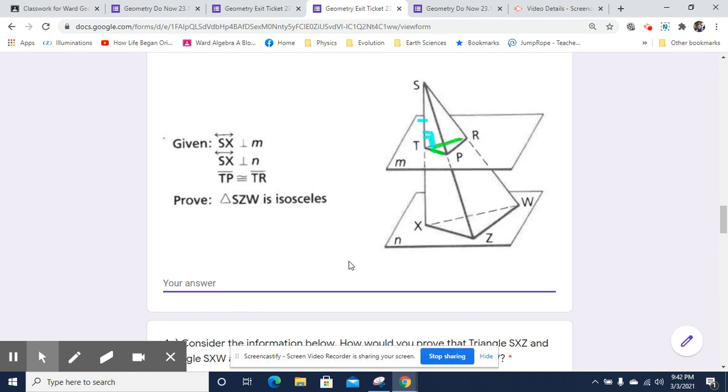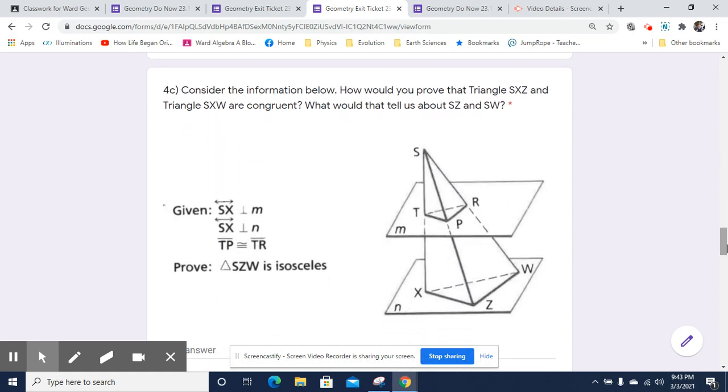And that'll be by CPCTC. So angle TSP is going to be congruent to angle TSR by CPCTC, after proving that triangle STP is congruent to triangle STR by side angle side. So that'll be useful for us as well.